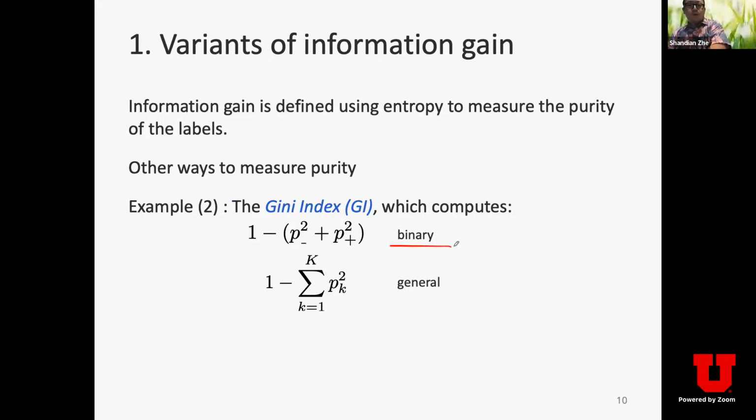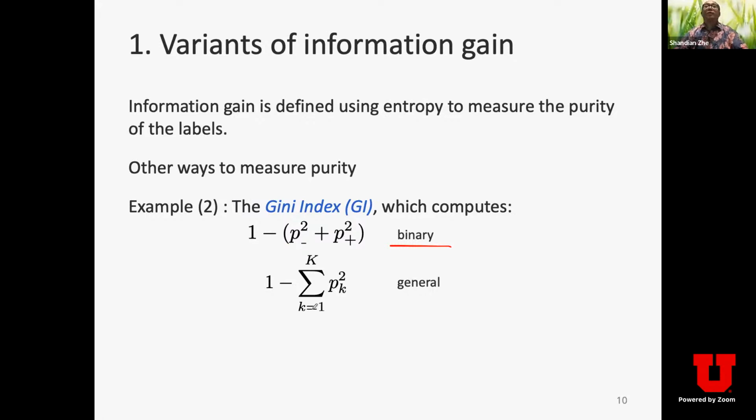If you're doing binary classification, Gini index is simply 1 minus the summation of square of p positive and p negative. And for the general multi-class classification problem, the Gini index is 1 subtracted by the summation of squares of every pk. Pk means the proportion of the labels of label k.